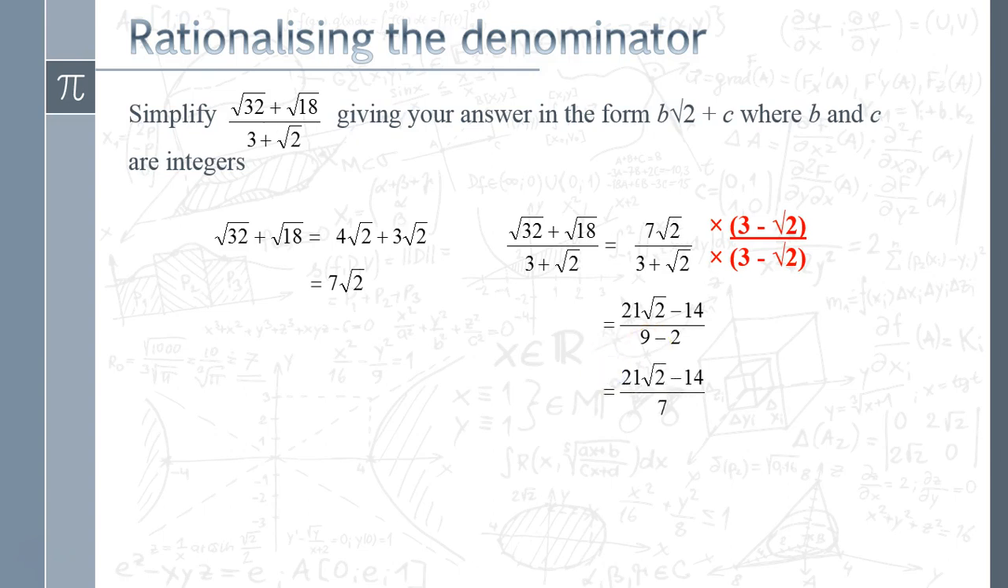And so now we can see we've got 21 root 2 minus 14 over 7, and hopefully now you can see those are all going to cancel out against each other. We can see we're going to end up with this expression here where we've got integers, we haven't got fractions, and clearly we divide by 7, and we've got 3 root 2 minus 2, which is in the format that we're after.